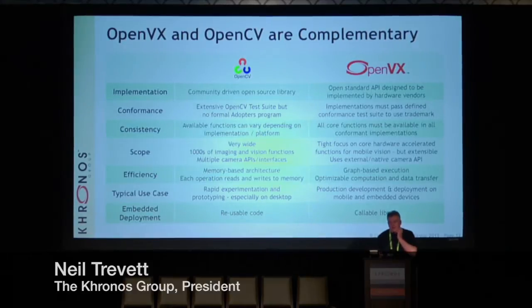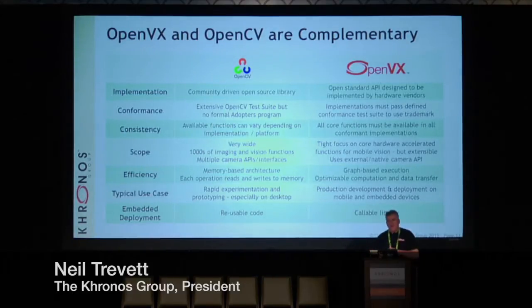So OpenVX and OpenCV are quite complementary. Compare and contrast them. OpenCV is open source. OpenVX is an API that's tightly defined with conformance tests. OpenVX doesn't have the breadth of functionality of OpenCV. We're much more focused on the typical mobile applications. But OpenVX is extensible, so if you find some functions are missing, you can add them, and people will be adding functions to the core specification over time.